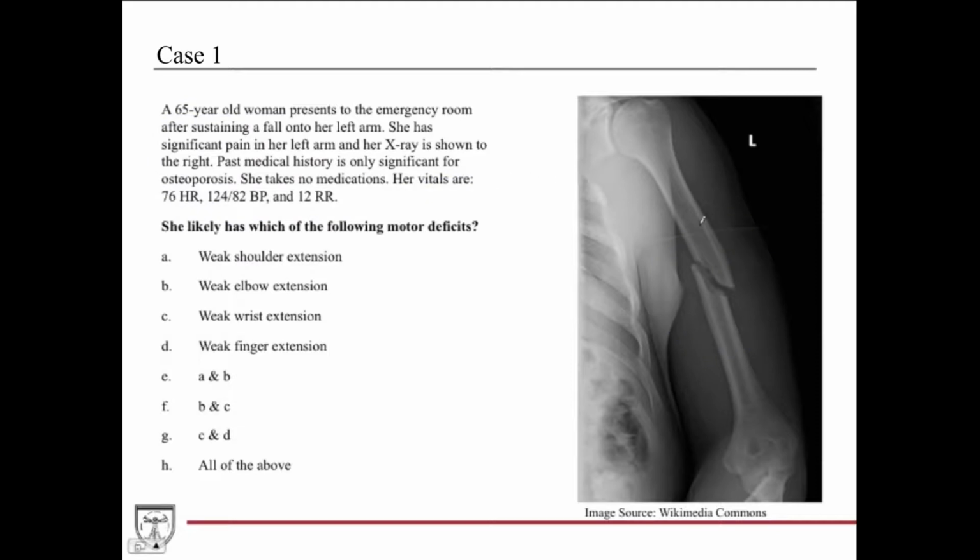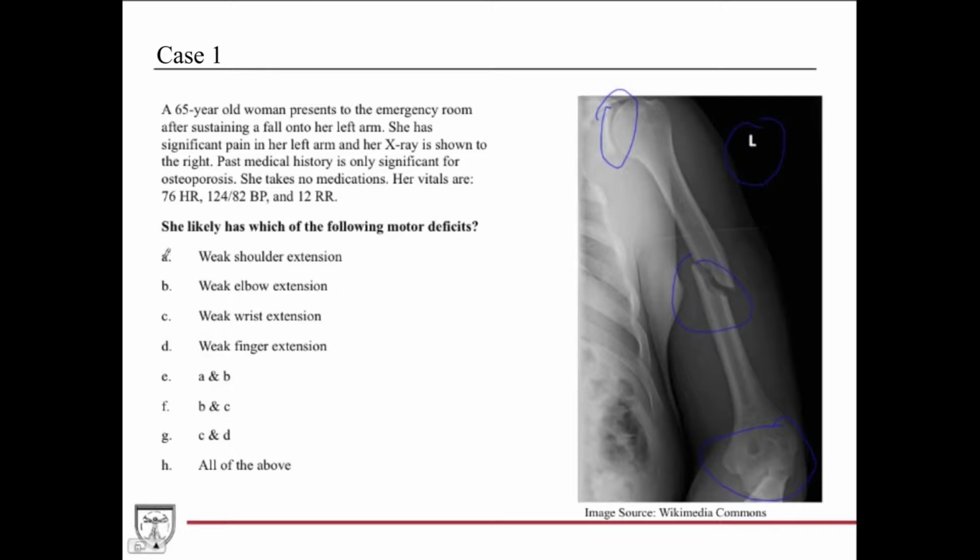So let's take a look at the image here. Let's make the diagnosis. As you can see, it's even indicated for you here. This is the left arm, and this is a mid-shaft humerus fracture. Here's the head of the humerus going into that glenoid socket there. Here's the elbow joint here. And it's just right here in the middle of the shaft of the humerus. So it's a mid-shaft humerus fracture.